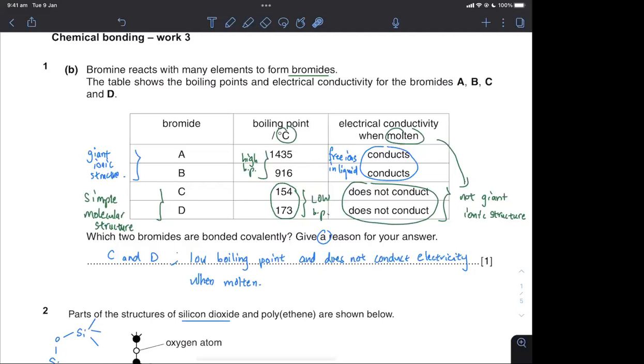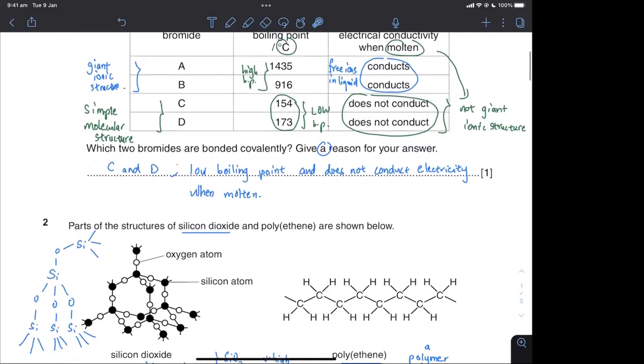Now, when molten, they conduct. So that means you are not covalent. You must be ionic, because if you're a covalent compound, you cannot conduct at all. So which one is bonded covalently? Looking at the boiling point, it does not tell you at all because you can have a giant covalent structure which has high melting and boiling point, and you can have a simple covalent structure which has low melting and boiling point. So it really comes down to choosing the right reason for that. And for that 1 mark, you might get penalized if you don't choose the correct reason.